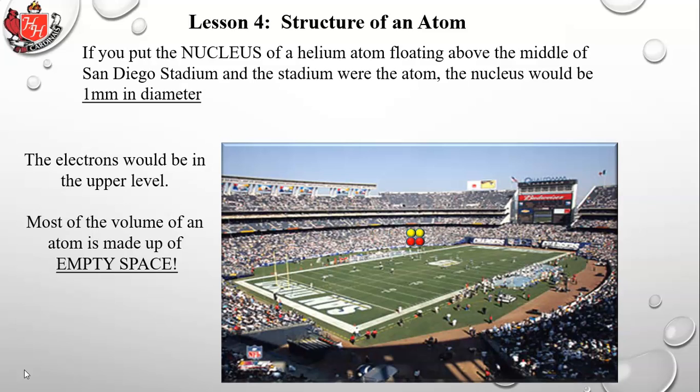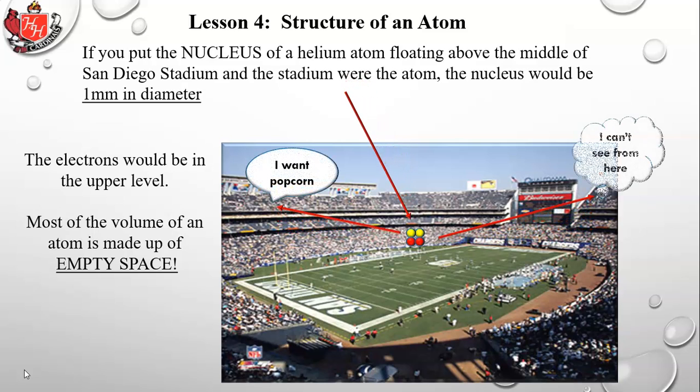So there's the nucleus, but that's much larger than it would appear if you were looking from there. It would be a millimeter, just tiny, very, very tiny. You wouldn't be able to see it from where that picture's taken. And then the electrons would be in the upper deck. That's how far they'd be.